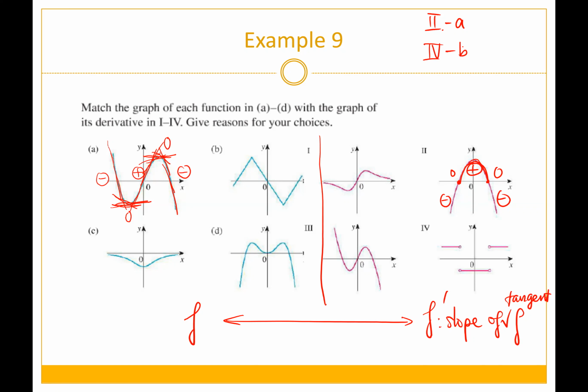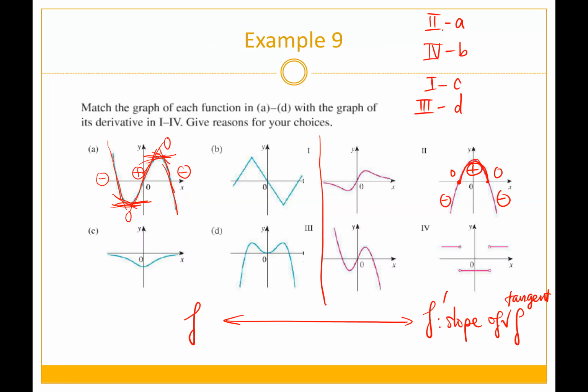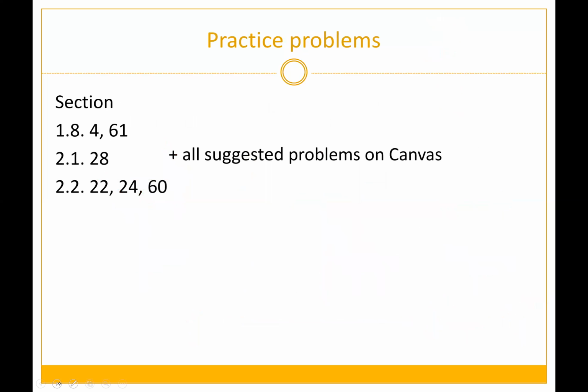So my answer for that is 4 is going to go with B, and then C and D. For C, the slope is, so C is going to go with 1, and the other one is going to go with 3.